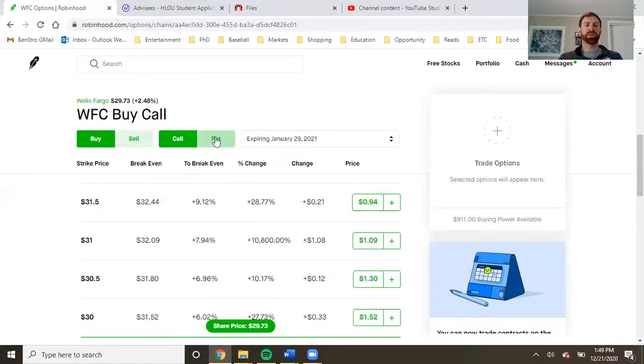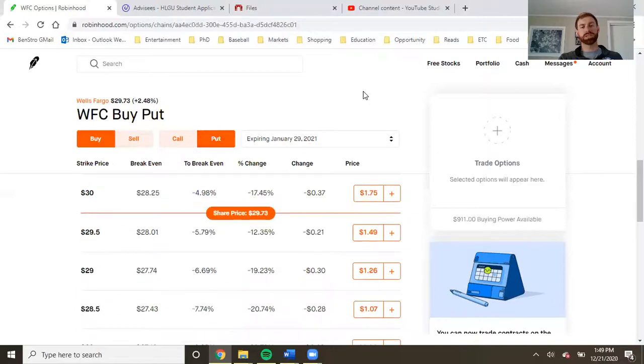And puts are going to be a little bit more difficult to figure out, but it's the exact opposite side of the coin. If you're buying a put, you're expecting the market to go down. You're basically doing the same idea as selling short, where you're selling something first and buying it back later at a different time. So here you can see those examples.